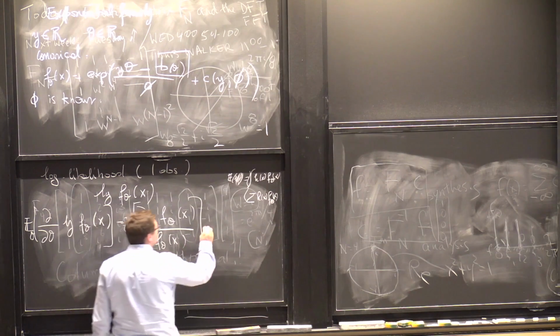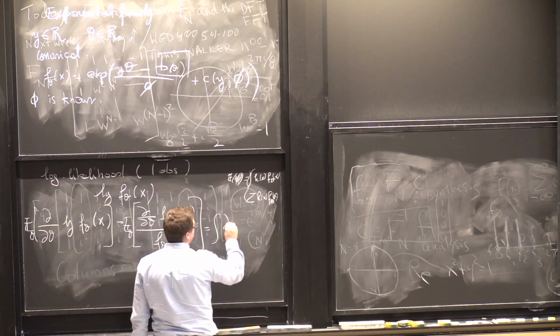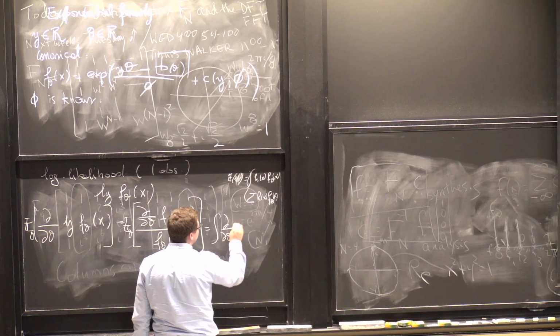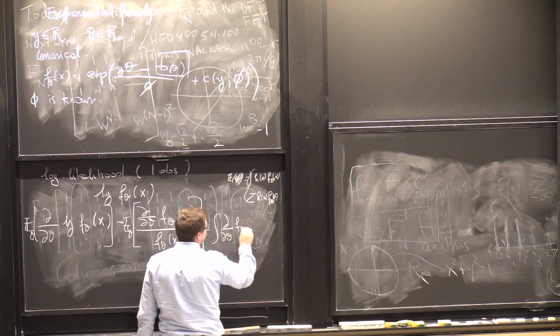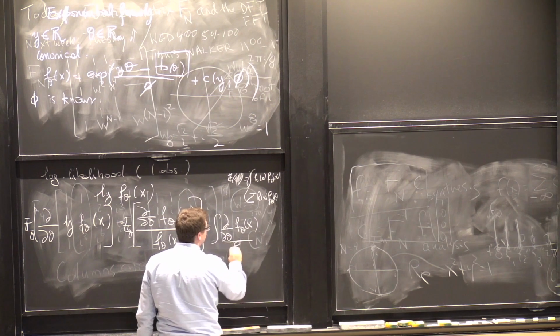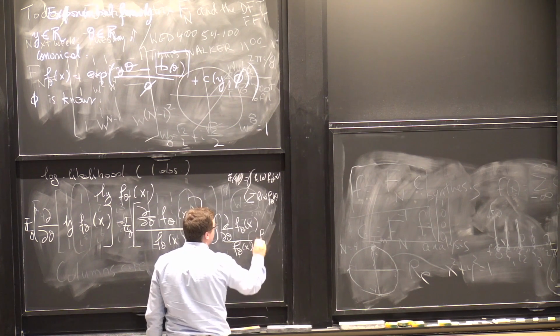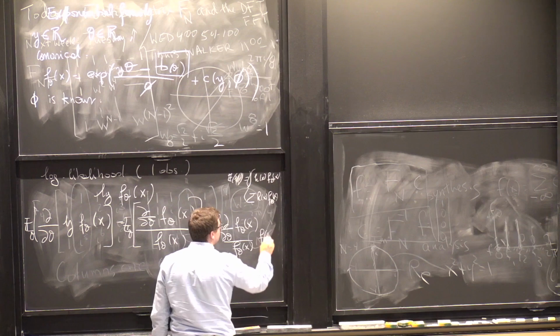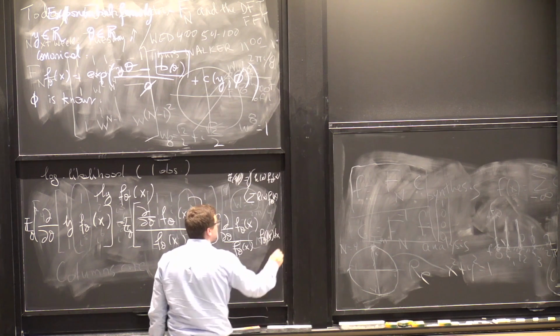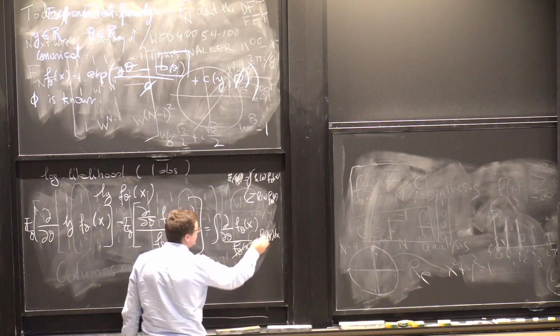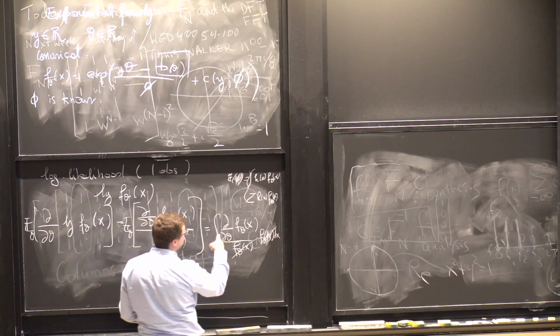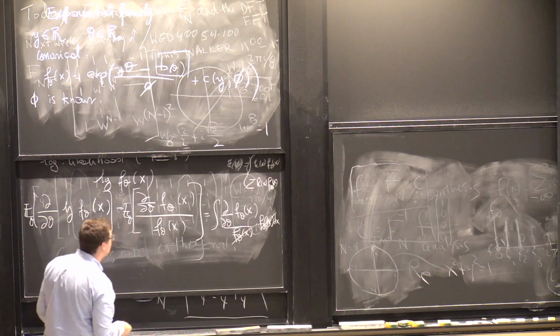So this is the integral of the partial derivative with respect to theta of f theta of x, divided by f theta of x, times f theta of x dx. And now this f theta cancels. So I'm left with the integral of the derivative, which I'm going to write as the derivative of the integral.